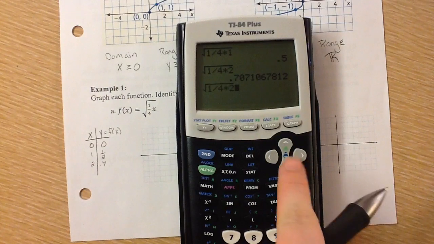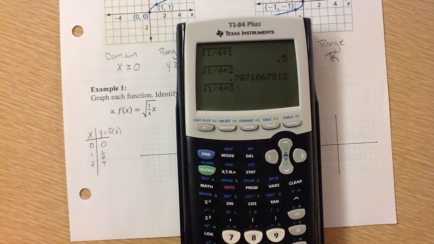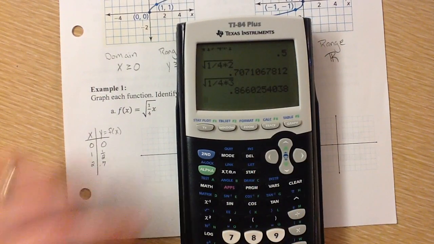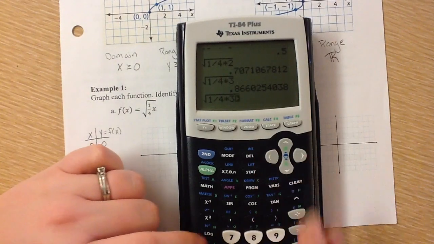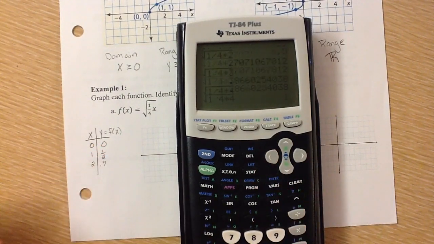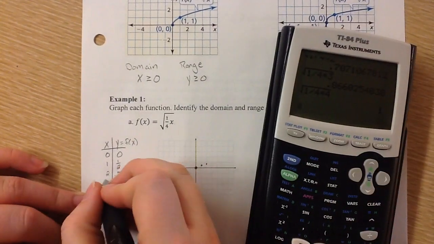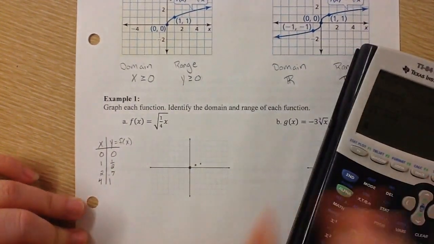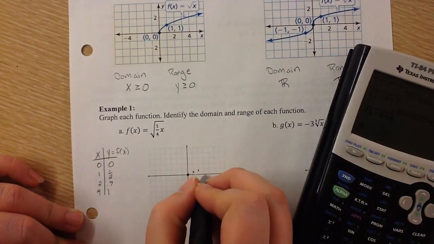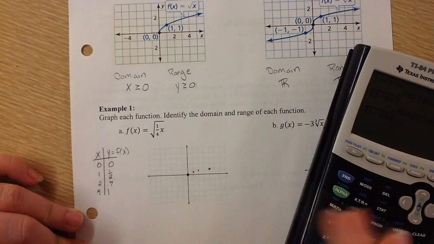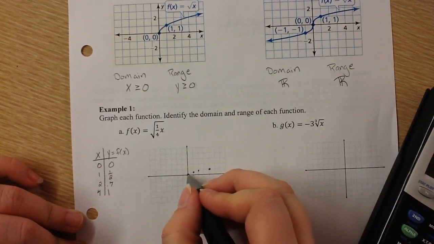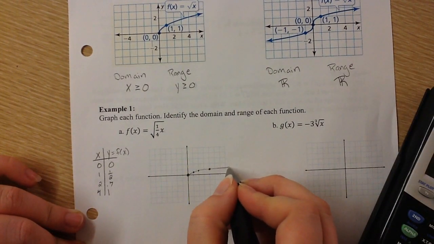Okay, so what about 3? You can also second enter. It brings back your previous answer. 3, we get 0.8. Second enter. Let's see if we can't get a nice number somewhere out of here. What about 4? 4 is 1. So it looks like it's going to kind of do a thing like this.